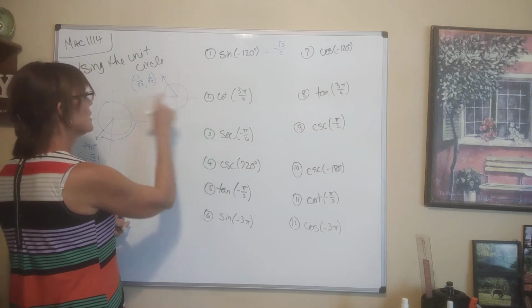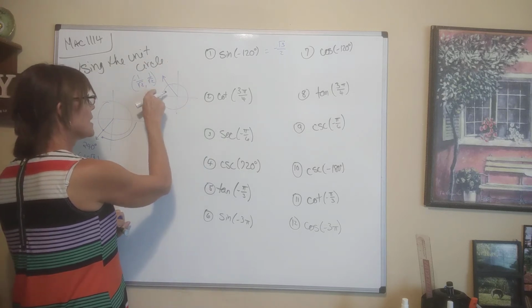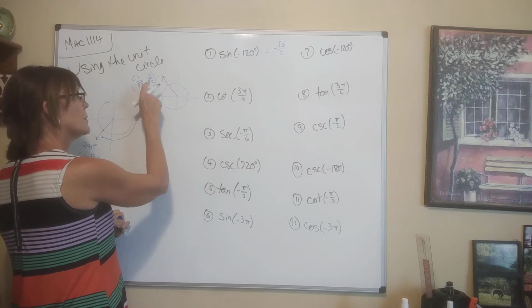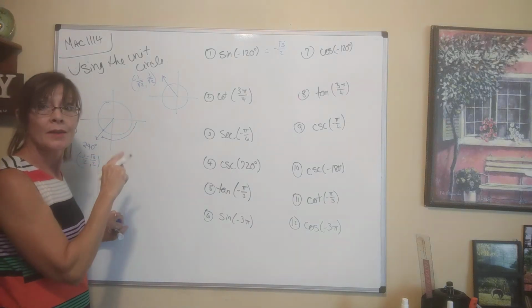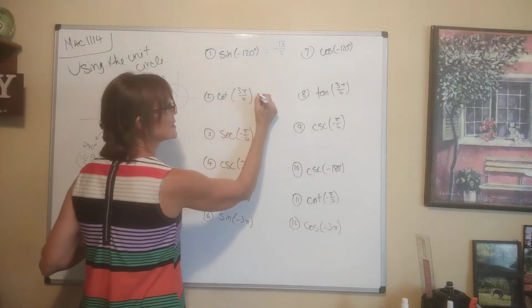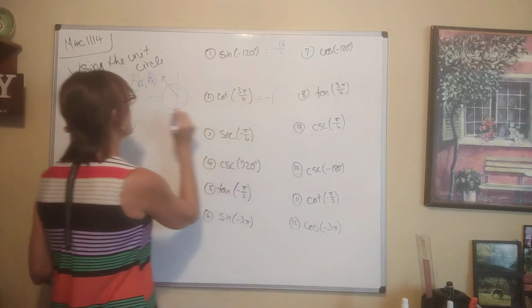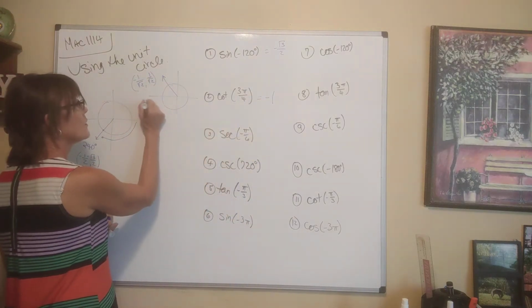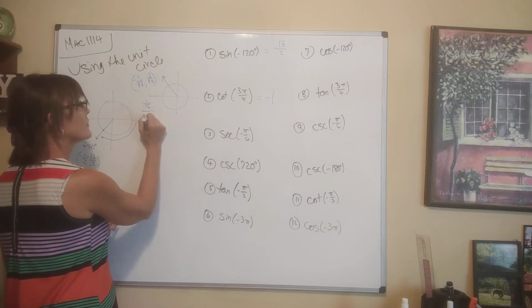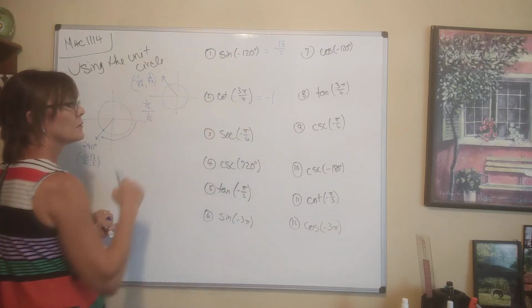Cotangent is going to be cosine divided by sine, or this value divided by this value, which is 1, but it's a negative and a positive, so this is going to be negative 1. It's negative 1 over the square root of 2 divided by 1 over the square root of 2, which is going to give me negative 1.